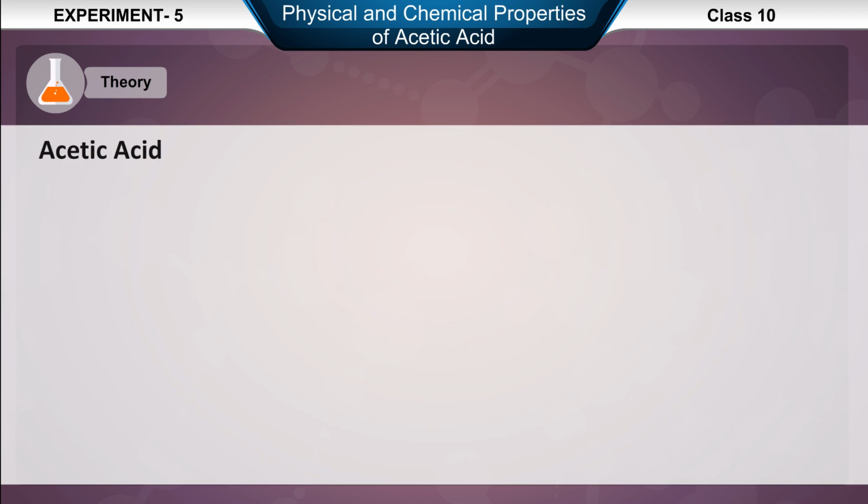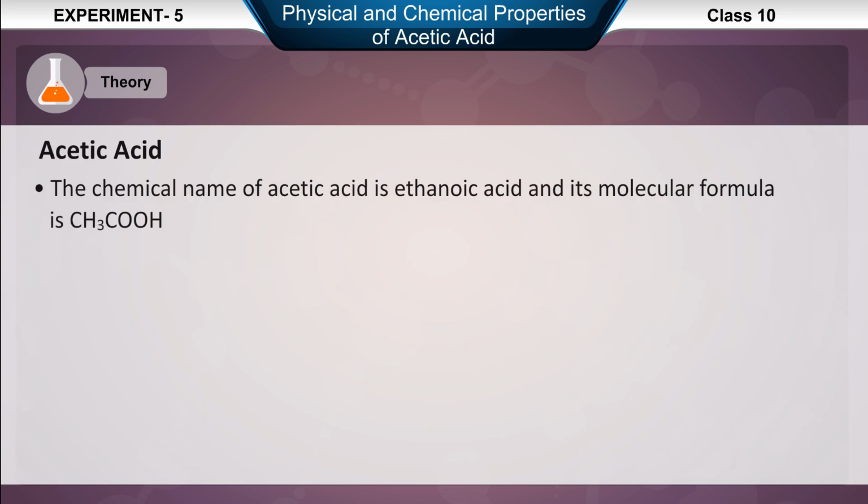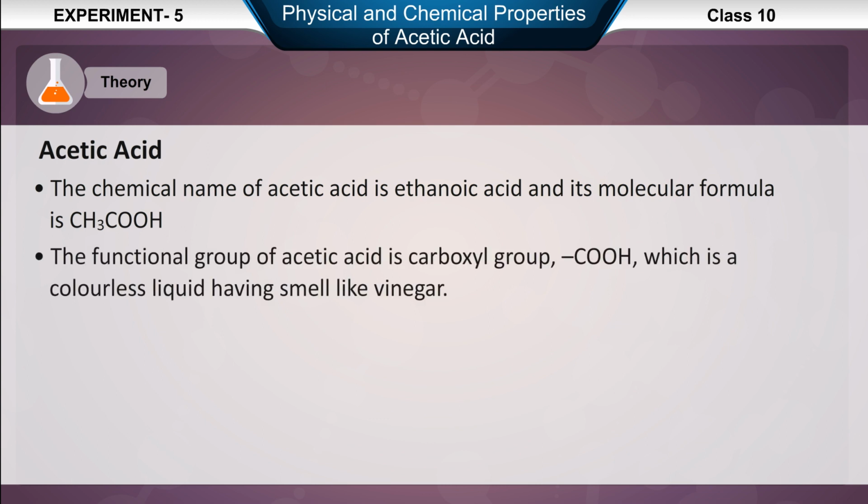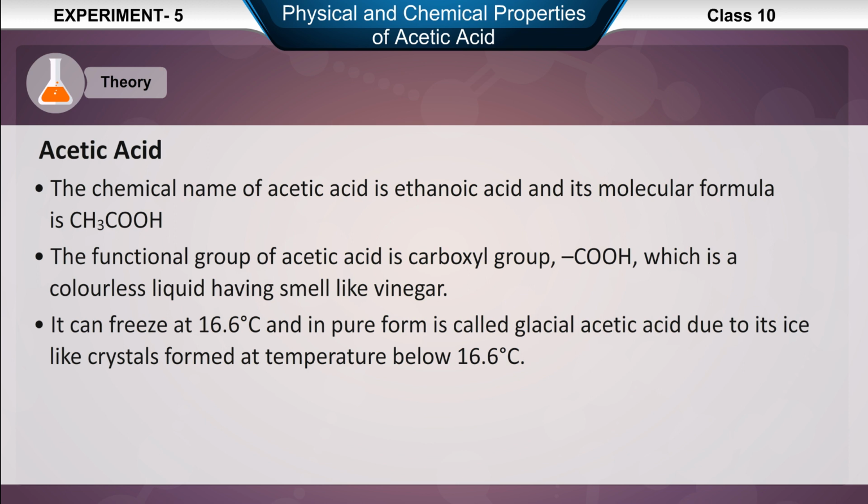Theory. Acetic acid. The chemical name of acetic acid is ethanoic acid and its molecular formula is CH3COOH. The functional group of acetic acid is the carboxyl group, COOH, which is a colorless liquid having a smell like vinegar. It can freeze at 16.6 degrees Celsius and in pure form is called glacial acetic acid due to its ice-like crystals formed at temperature below 16.6 degrees Celsius.